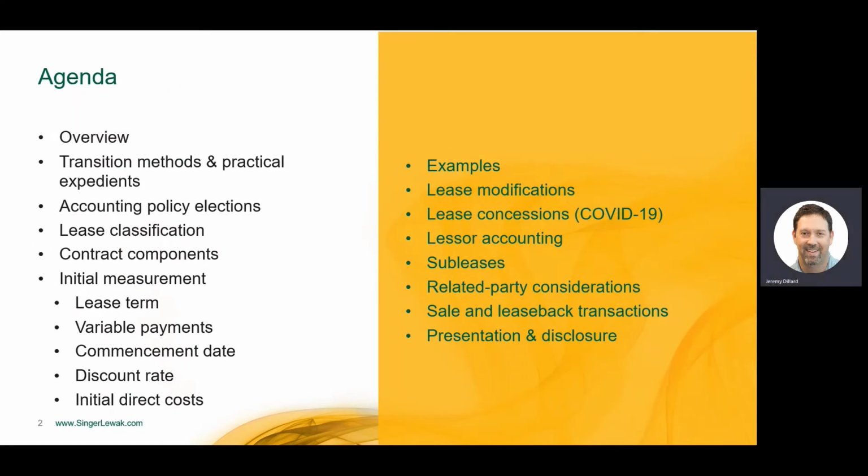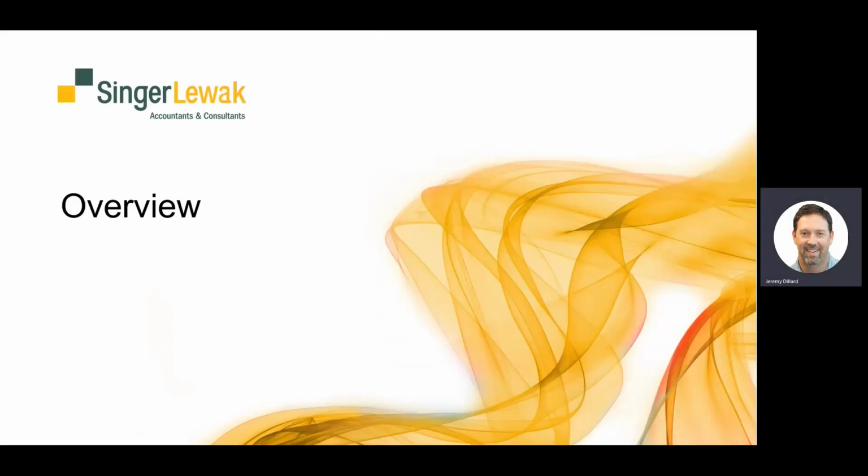Here's the agenda for this training. We'll start with an overview of ASC 842, and then cover the new concepts introduced, with a large portion of the training spent on the initial measurement, that is, how to record leases under ASC 842. And another large portion focused on lease modifications and concessions. Finally, we'll wrap up this training with some miscellaneous lease issues. So let's get started with ASC 842.